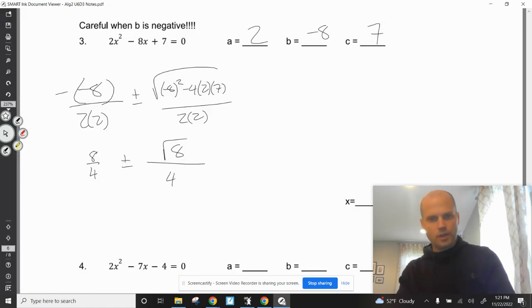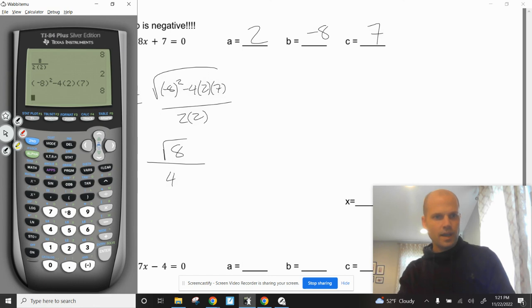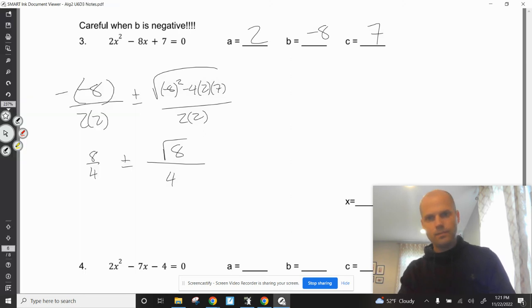Simplify that square root, though. 8 cannot be square rooted. Square root of 8 is bad. But you can divide it by a perfect square, like 4. So this is 4 times 2, which is 2 root 2.